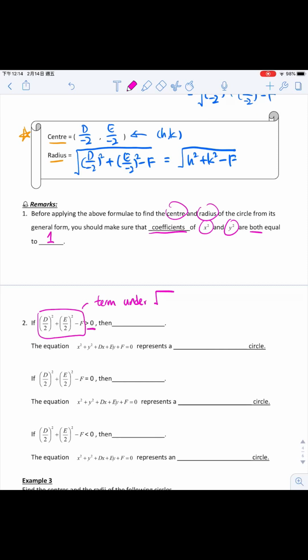If the term under the radical sign is positive, greater than 0, that means r is positive. So for this case, the equations represent a real circle. And if the term under the radical sign is equal to 0, we have the radius equals square root of 0 equals 0. And for this case, the equations of circle represent a point circle.